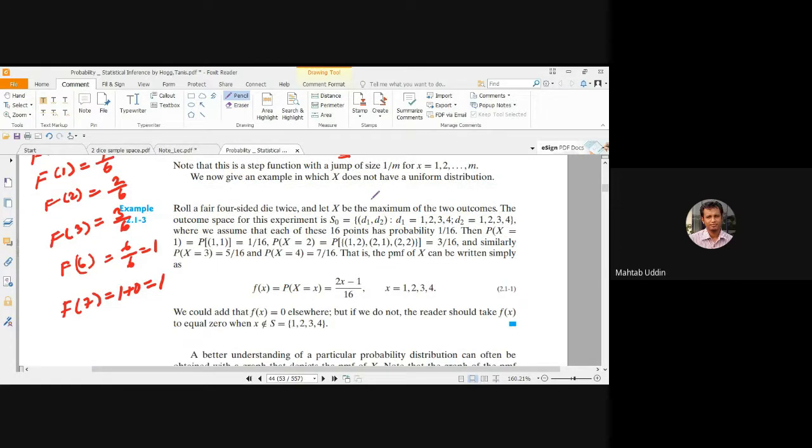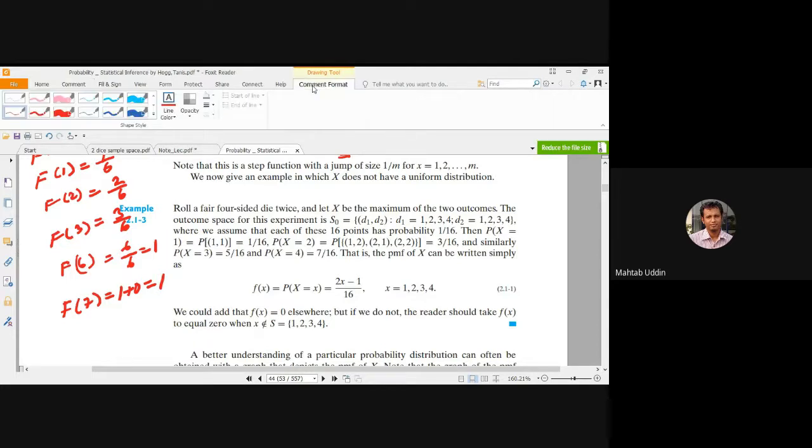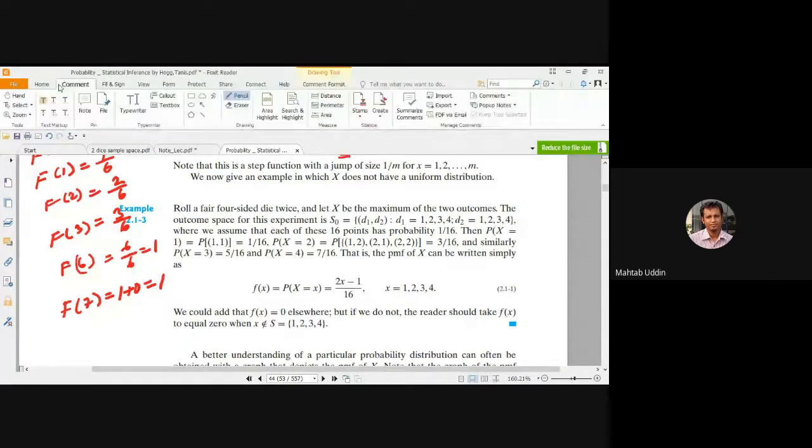Now let's come. This is example 2.1.3. I want to visualize this, so try to understand this because similar math will be given as homework.